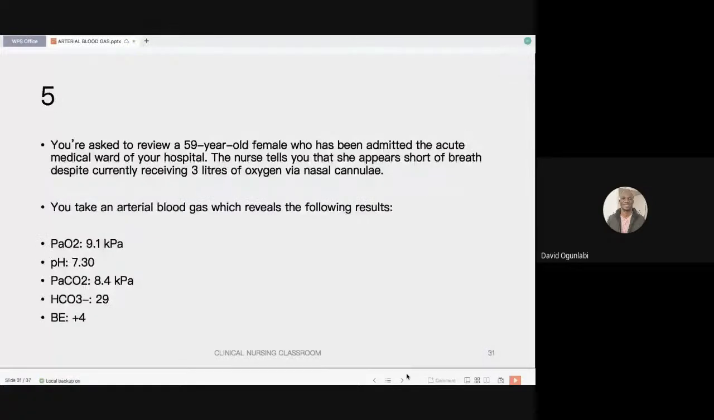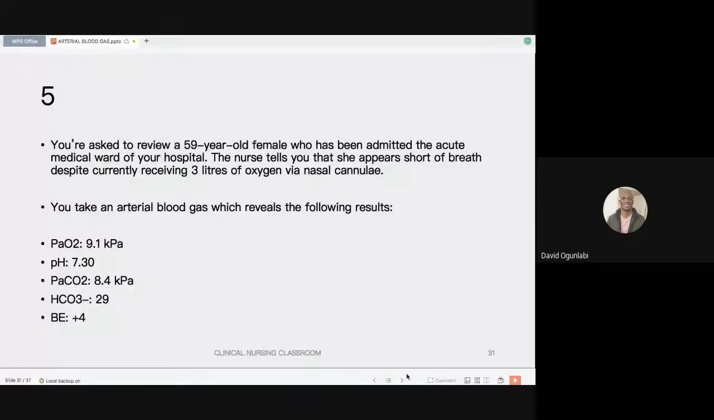You are asked to review a 59-year-old female who has been admitted to the acute ward of your hospital. The nurse tells you that she appears short of breath despite currently receiving 3 liters of oxygen via nasal cannula. You take an arterial blood gas, which reveals the following results: PaO2 9.1, pH 7.30, PaCO2 8.4, HCO3 29.